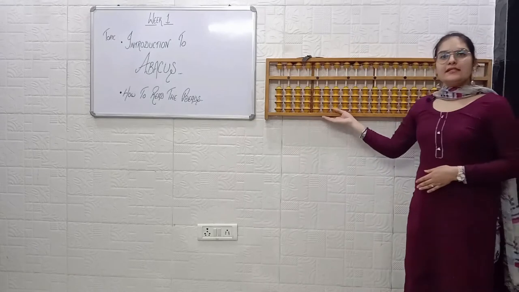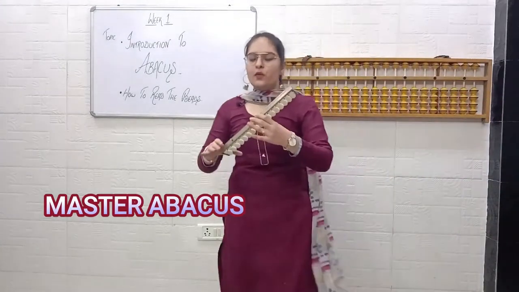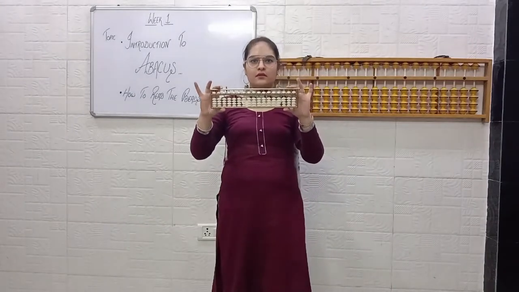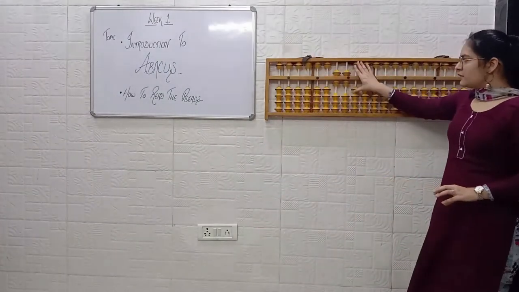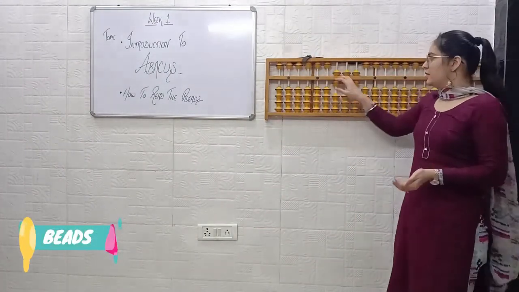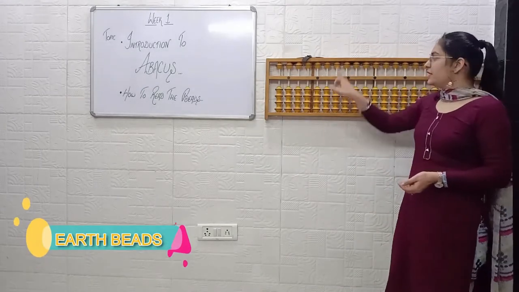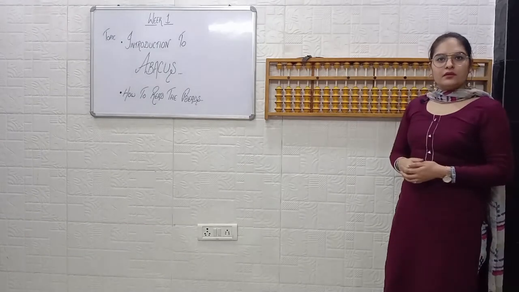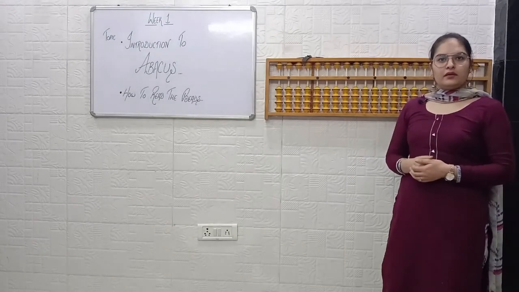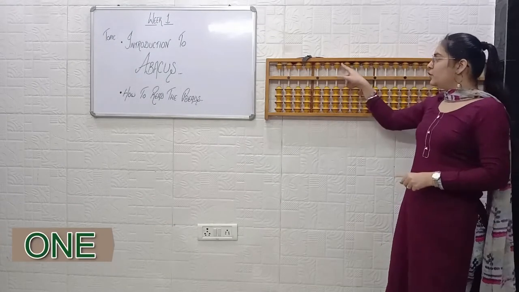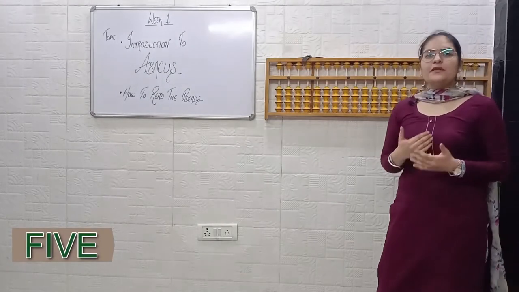So, what is this? Master Abacus. You have to sit straight and you have to answer me. What is this? Student Abacus. What are all these? Beads. The beads which are downwards? Earth beads. The beads which are upwards? Heaven beads. Perfect. Value of earth bead? 1. Value of heaven bead? 5. Perfect. I hope it's clear till here.